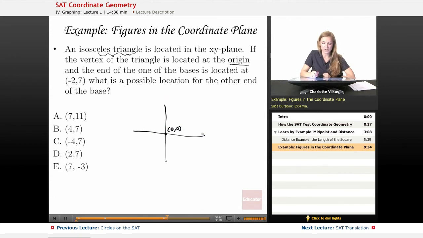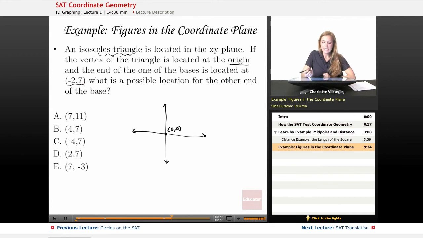And that's something that you do need to know on the SAT. So quick refresher, if you didn't remember what the origin was, it's the point 0, 0, and it's right here. So I have that the vertex of the triangle is located here, and the end of one of the bases is located at -2, 7. I'm looking for then a possible location for the other end of the base.